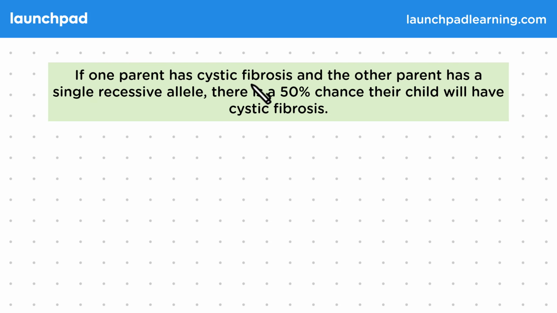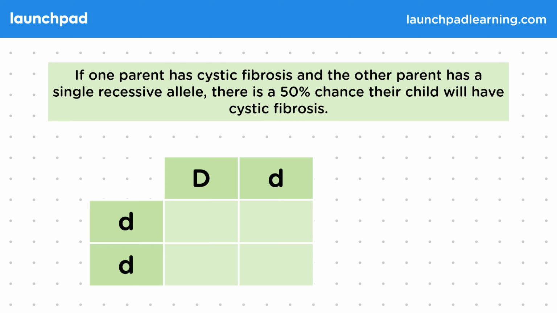If one parent has cystic fibrosis and the other parent has a single recessive allele, there's a 50% chance their child will have cystic fibrosis. Let's pop this into a Punnett square. So this parent is heterozygous but does not have cystic fibrosis because there is this dominant allele. The other parent is homozygous recessive and therefore does have cystic fibrosis.